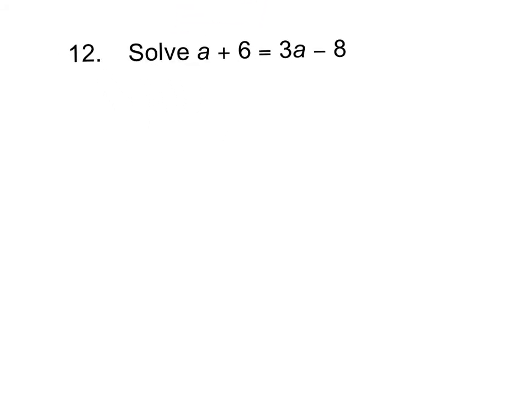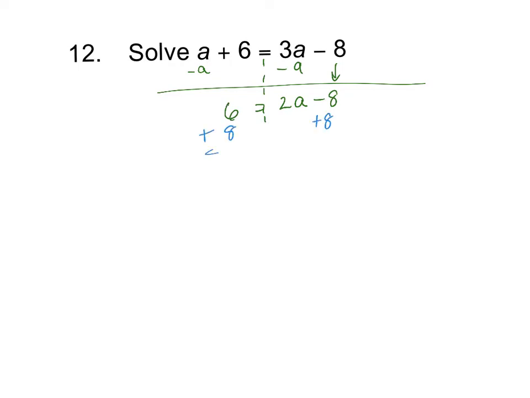Number 12, dotted line. You want to get all of your a's together, and remember there's more than one way to do this. If you wanted to keep a positive, you can minus a here and make this 2a. Minus 8 equals 6, and then you can add 8 to both sides, and you get 14 is equal to 2a. Then you divide by 2, and you get a is equal to 7.